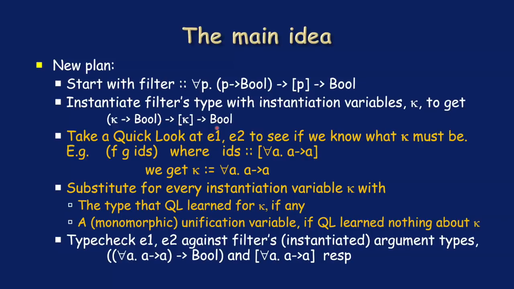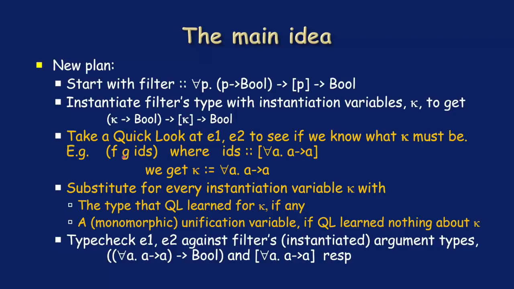And then I'm going to take a quick look at the arguments, E1 and E2. So imagine it as being like, I just take a glance aside and look at those arguments E1 and E2 to see if I can figure out what kappa must be. Now, in this case, this should say filter G IDs. I know that the second argument to filter is IDs, and IDs has type list of A to A. So I can immediately get that kappa must have that type.